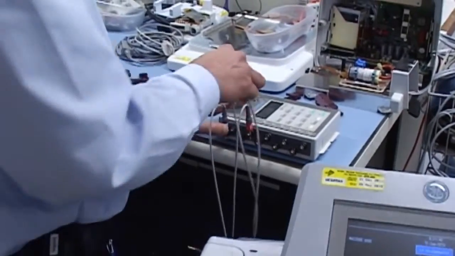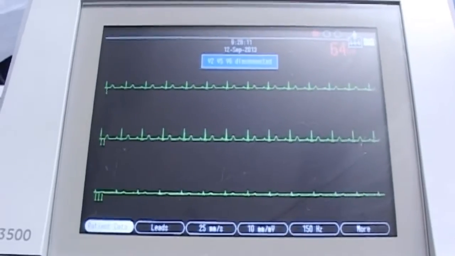ECG signal. But this will give us a good idea of actually what's happening with the system, if there's anything wrong with it. But if there is, this is probably the best way to find out. You should start seeing it pop up on the screen now.